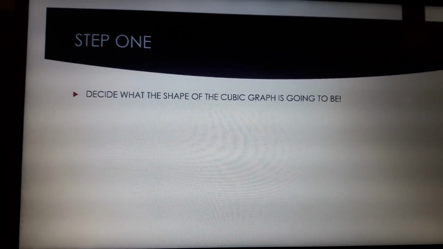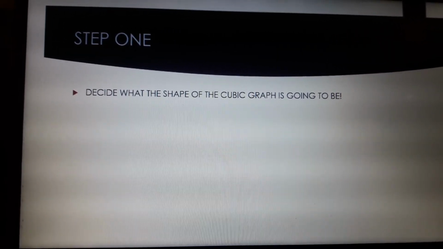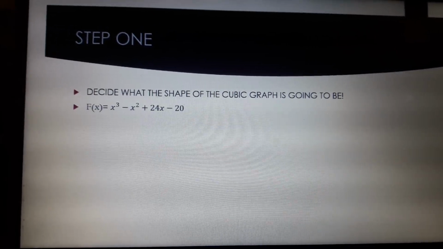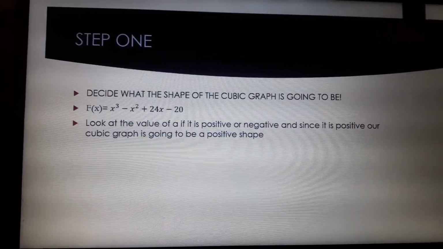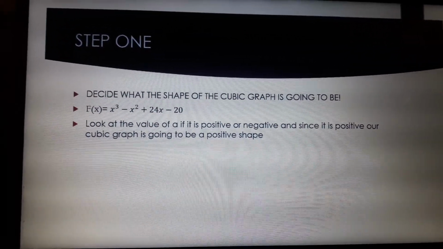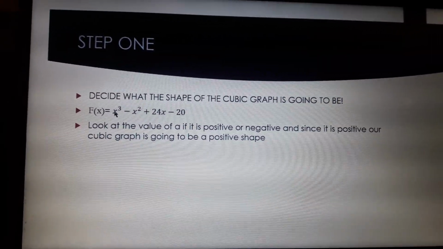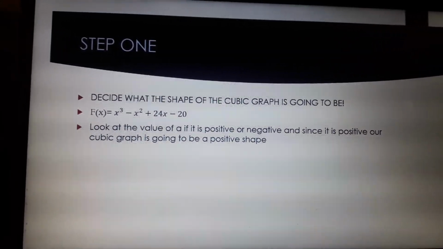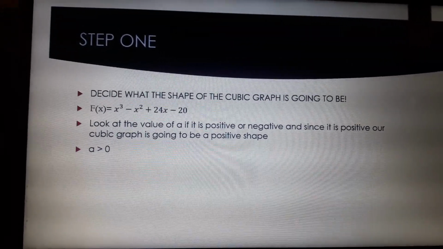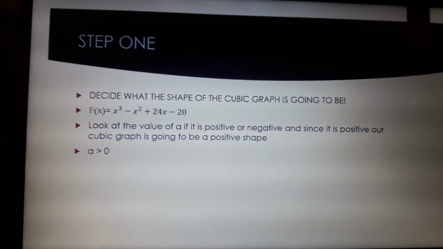So step one, you basically decide on the shape of the cubic graph, what the graph is going to look like. When you're doing that, you look at the value of a and see if the value of a is positive or negative. In this case, we know that our a here is positive. So since our a is positive, the shape of the cubic graph is going to be positive. When a is greater than 0, the graph is going to be positive.